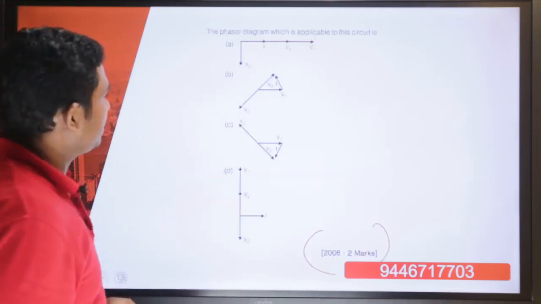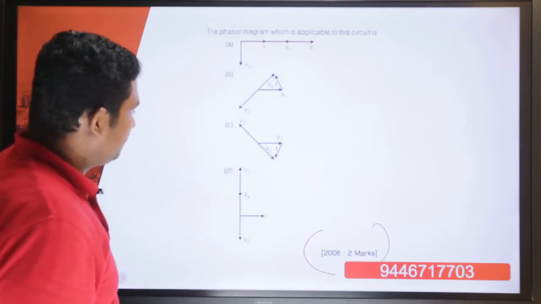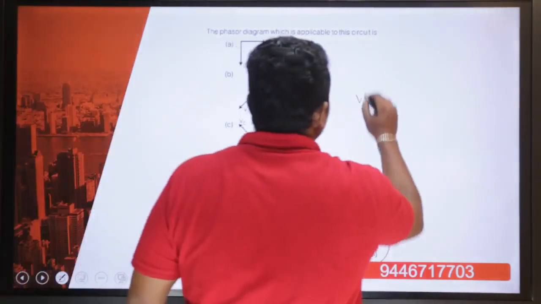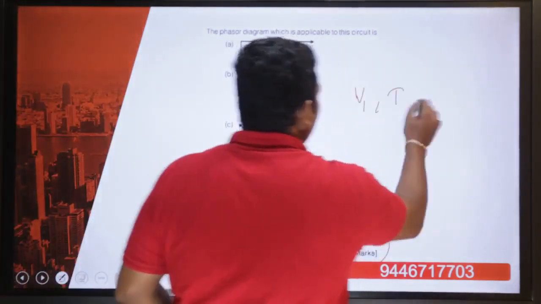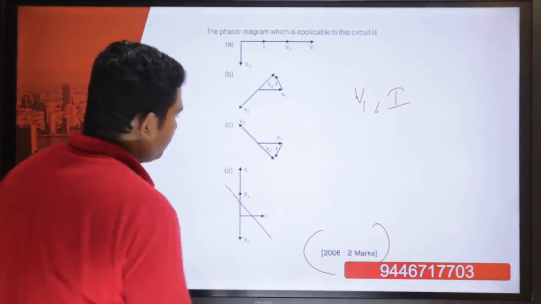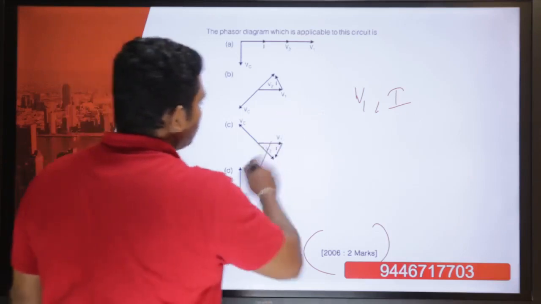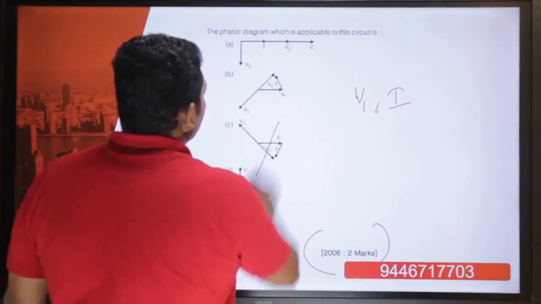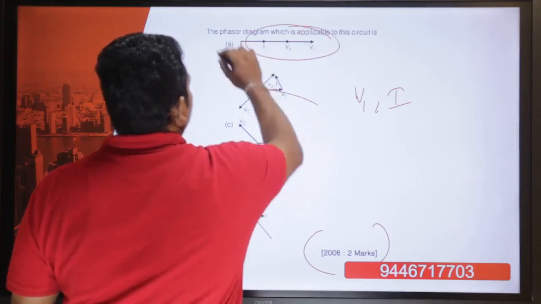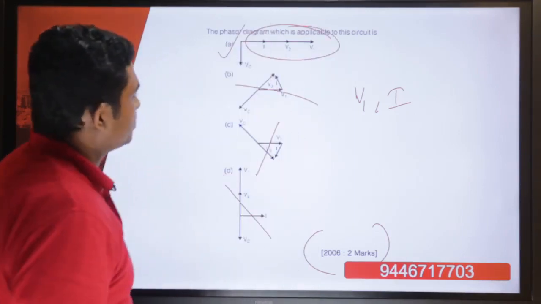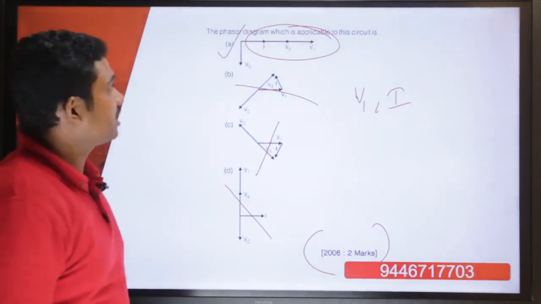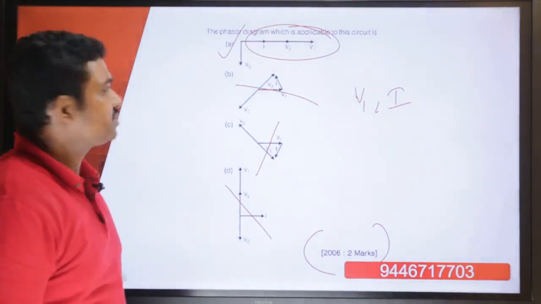So we are going to check in which of the following diagrams the input voltage V1 and the output current I are in phase. We will have to check. Here V1 is not in phase with I. Here also V1 is not in phase with I. Here also V1 is not in phase with I. Here V1 is in phase with I. So what is our option? Our option is option A. So the phasor diagram which is applicable to this circuit under condition of resonance is option A.